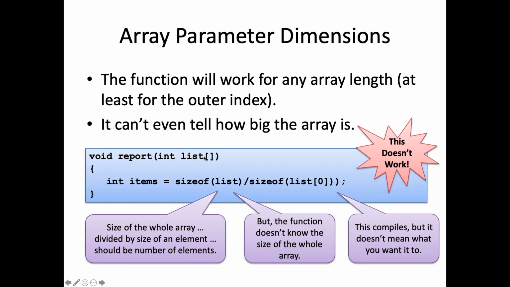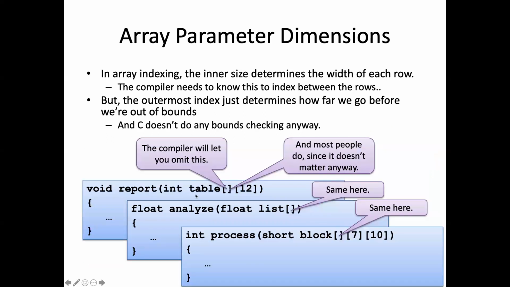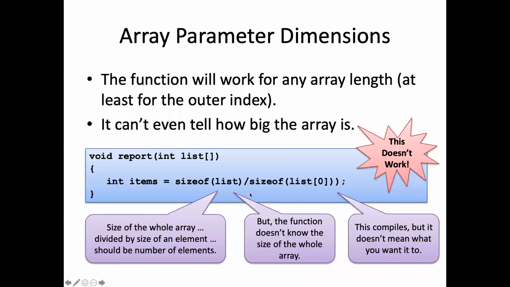Because the function doesn't actually know, for a one-dimensional array, how many elements are in that array. For a two-dimensional array like this one, it's not actually told how many rows are in the table, just how wide each row is. It has to know that, but it doesn't actually care how many rows there are. And since it doesn't know how big the array is, it can't figure it out just by asking sizeof on this. An irritating thing about this is this will compile just fine. You might get a warning from the compiler.